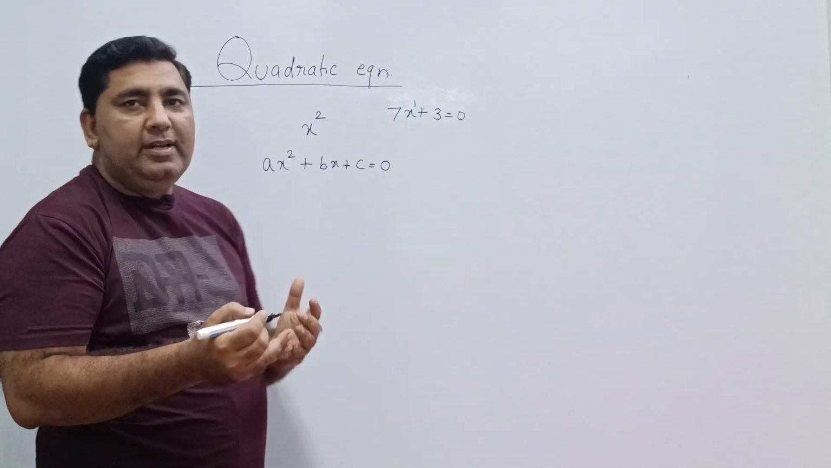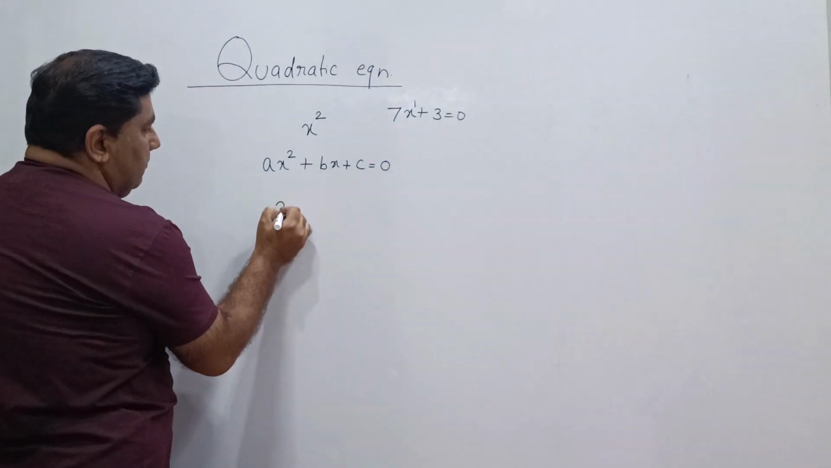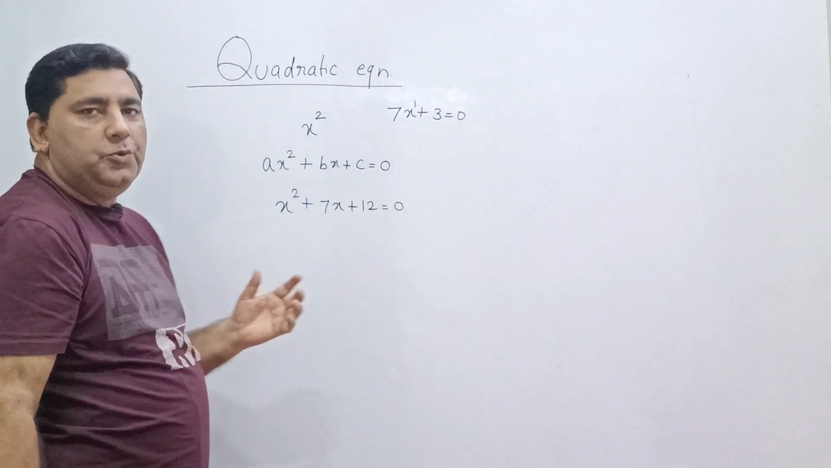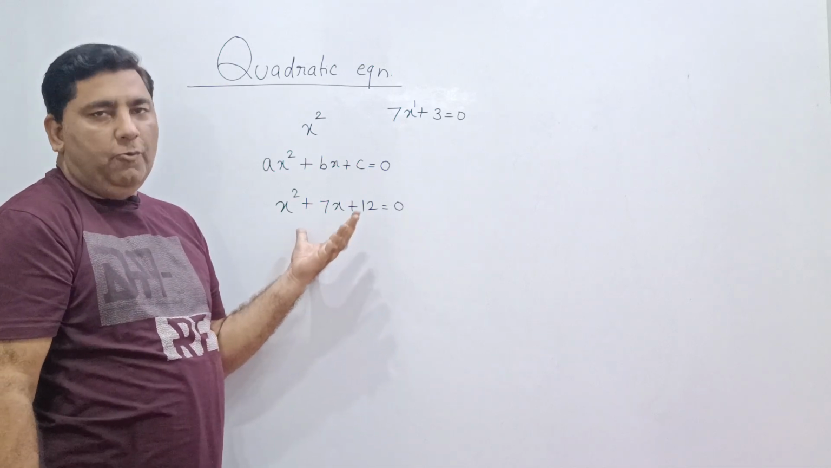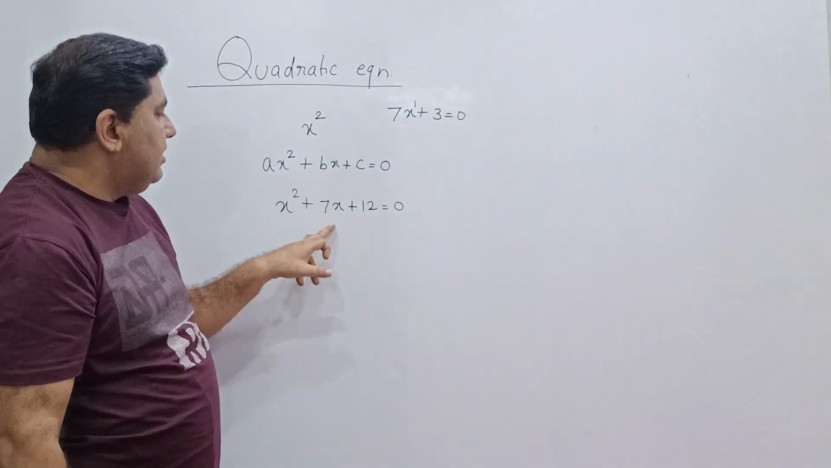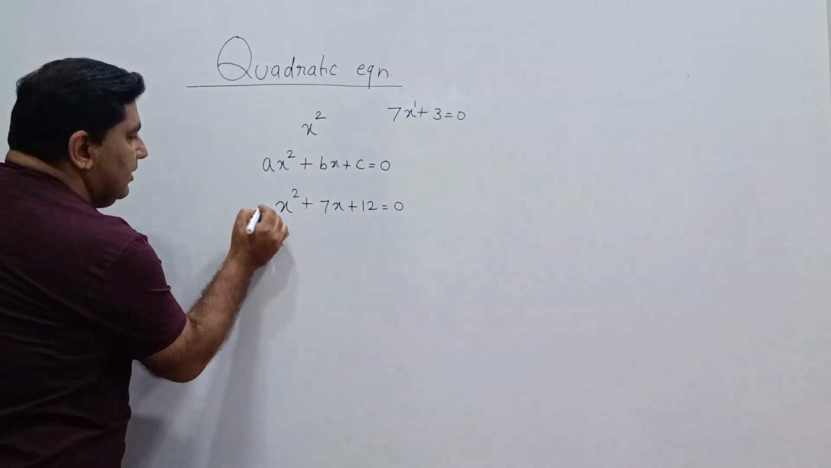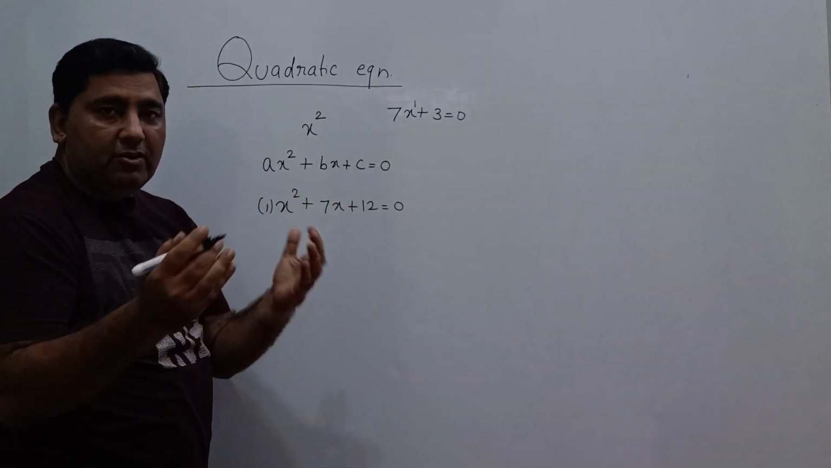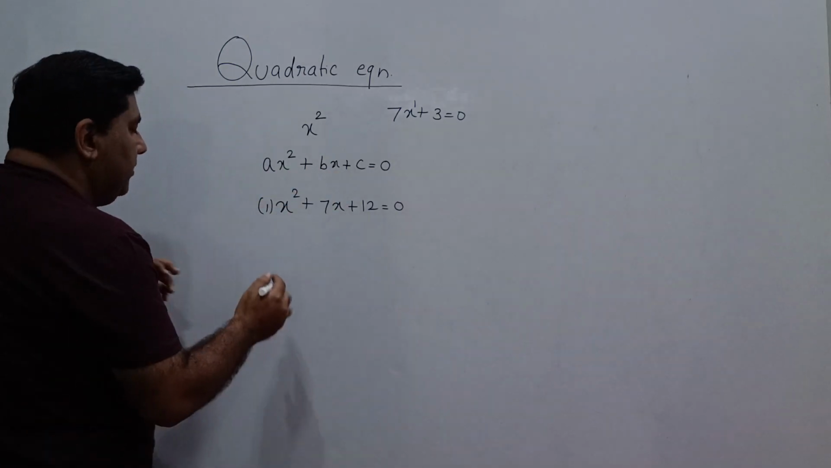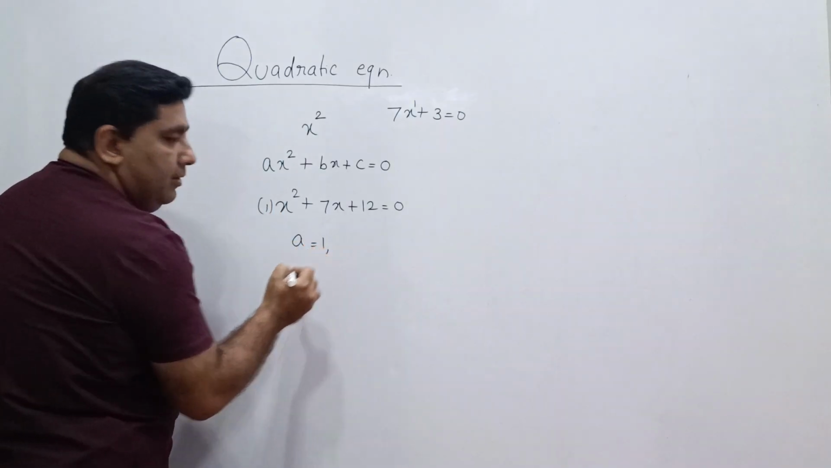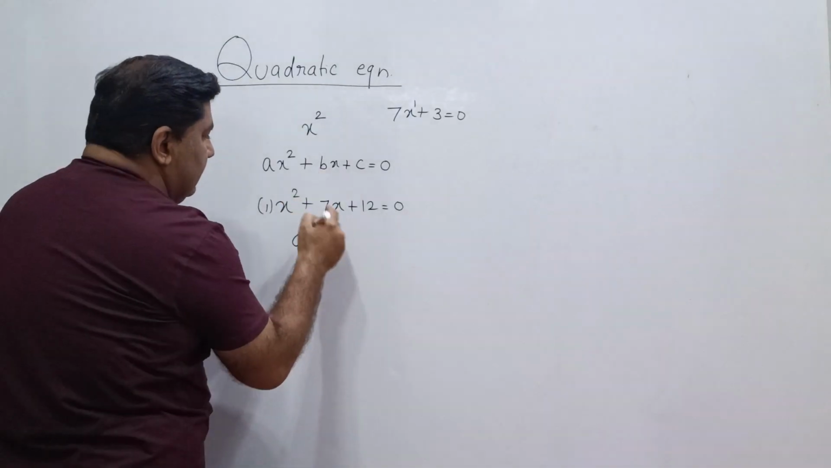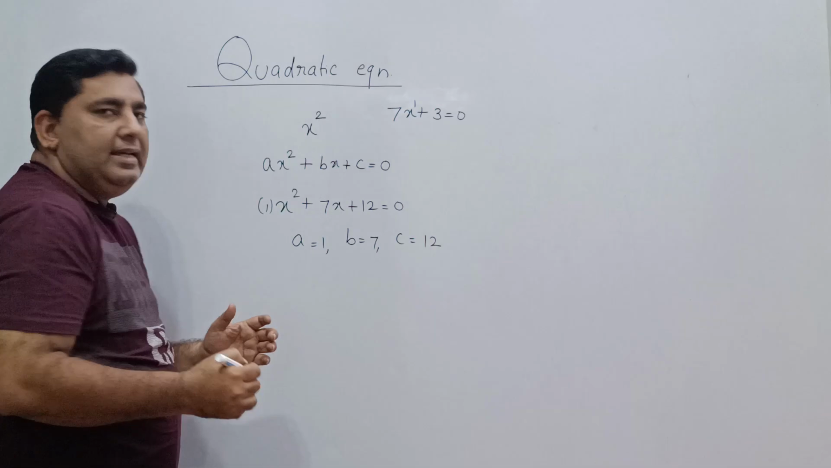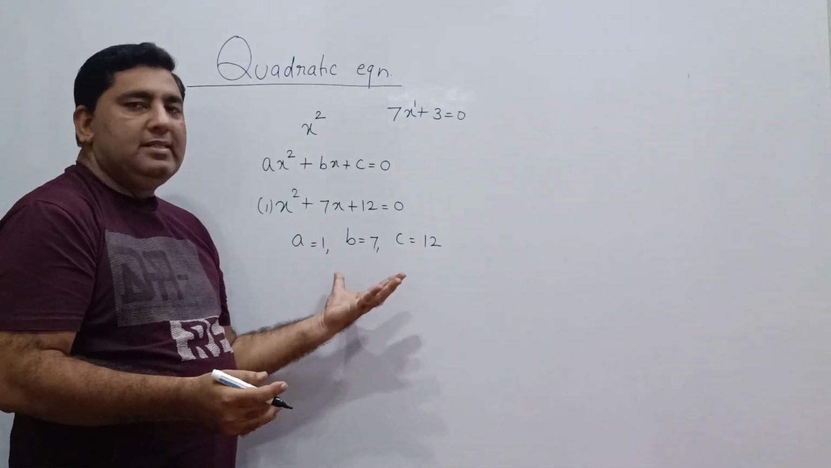Some examples of quadratic equations are x square plus 7x plus 12 equals to 0. This is one of the examples of quadratic equation. If we compare these two, then we can say, here we can take 1. So the values of a, b, c which are constants or numbers are: a is 1, b is 7 and c is 12. In this way you can find out the constants.